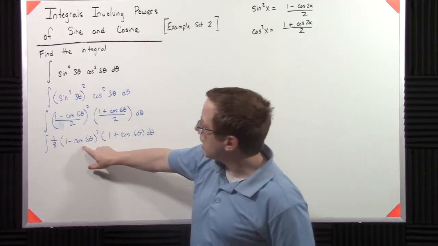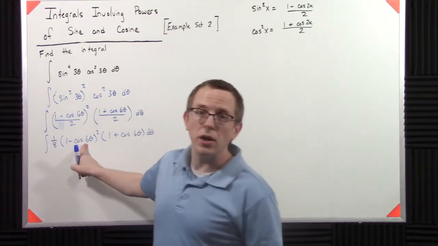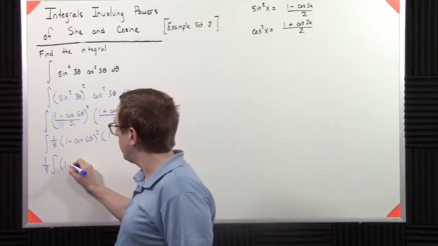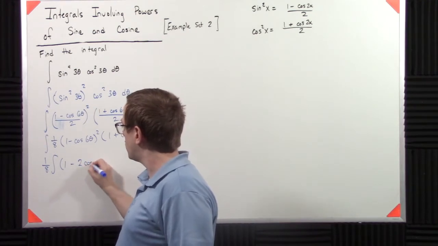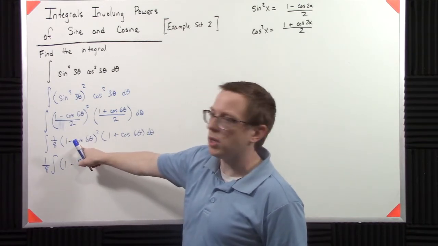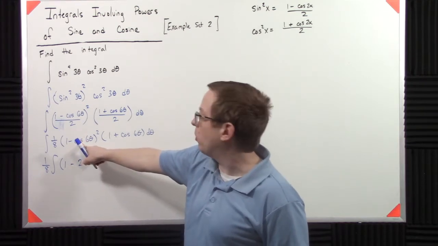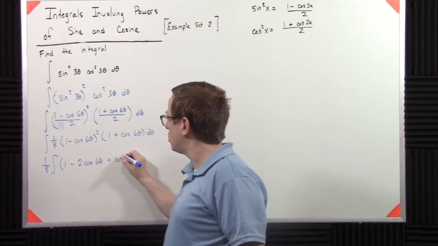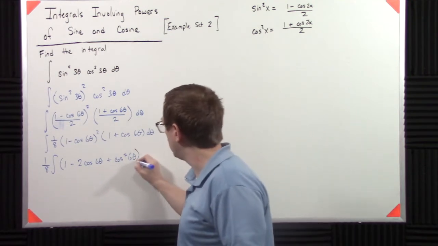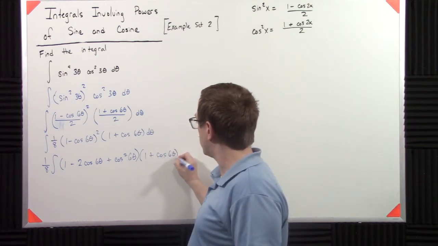The next thing I want to do is square this piece. I'm just going to square this thing out so that I can use the FOIL method here. Pull the 1/8 all the way out front. That gets me 1 minus 2 cosine 6 theta. So 1 times 1 is here, 1 times this is negative cosine 6 theta, this times that is another negative cosine 6 theta, and then I multiply these things again, so I get cosine squared 6 theta. Then times 1 plus cosine 6 theta d theta.